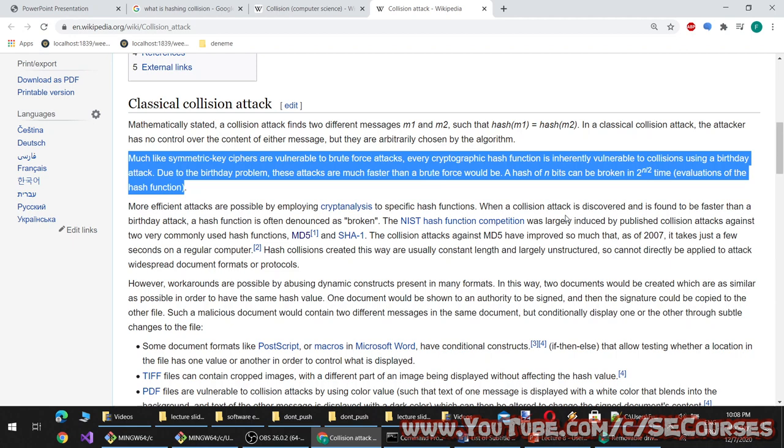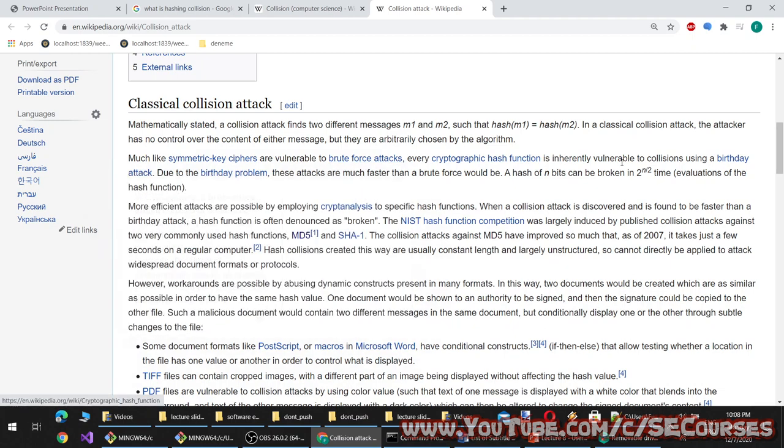Much like symmetric key ciphers are vulnerable to brute force attacks, every cryptographic hash function is inherently vulnerable to collisions using a birthday attack. Due to the birthday problem, these attacks are much faster than a brute force would be. A hash of n bits can be broken in 2^(n/2) time evaluations of the hash function. So what is a birthday attack?